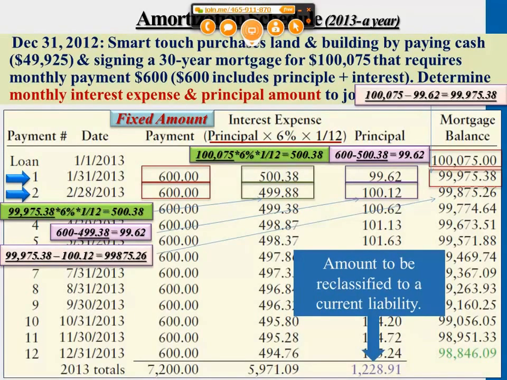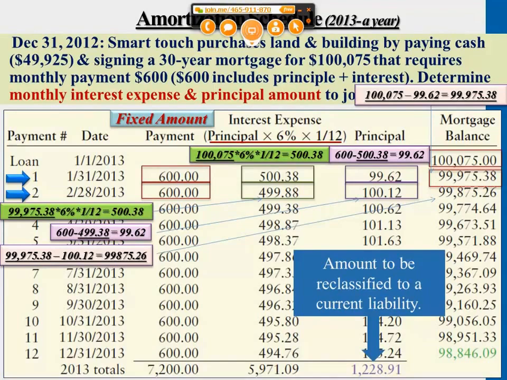Now the blue box showed here is the amount to be reclassified to a current liability. Keep in mind that this entire table is just for 1 year. Okay, 1 year breaks down to 12 months. So your first month of payment looks like this, second month of payment, so on and so forth. When it reaches the last month, altogether this is the total mortgage payable that you paid off in an entire year. And this table we usually calculate up front when we start the mortgage payable contract. We calculate this amortization schedule up front.